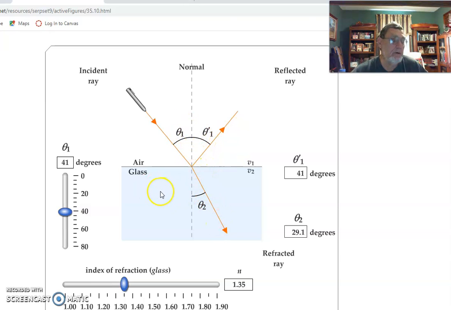if the material is clear. Turns out even if it's not clear, but if it's clear, we might be able to see it. Even in glass, we'll have another ray that is refracted. That's the one we want to talk about. We'll call that angle theta r or theta 2, and you can see that they're not equal.